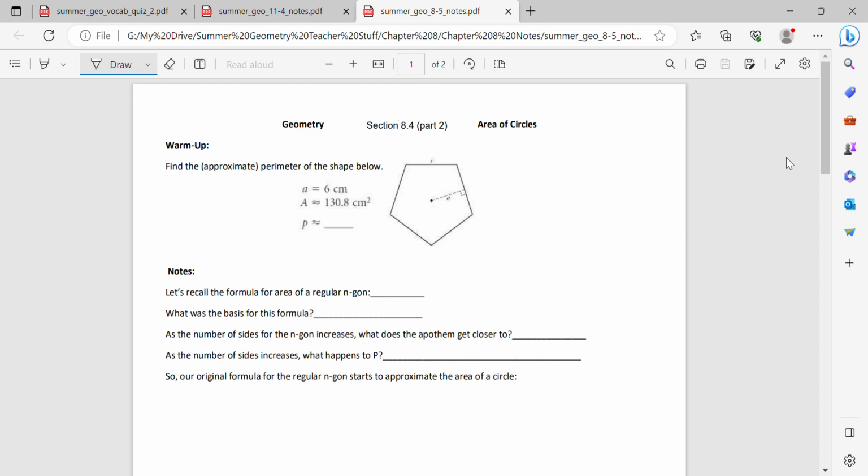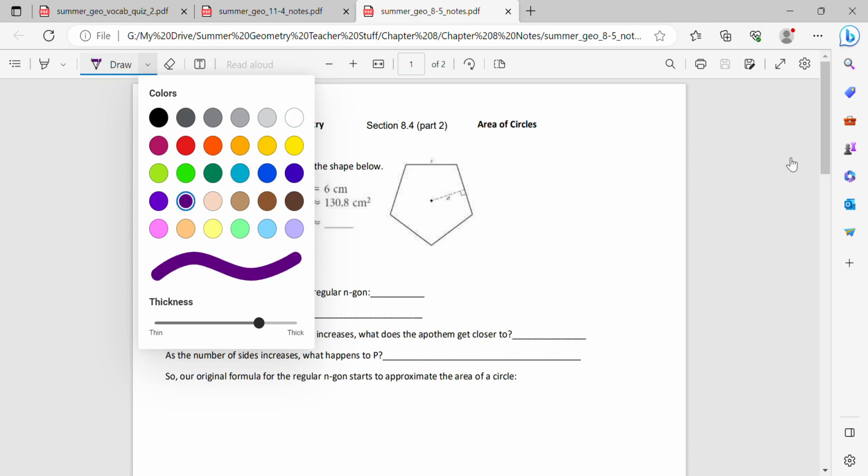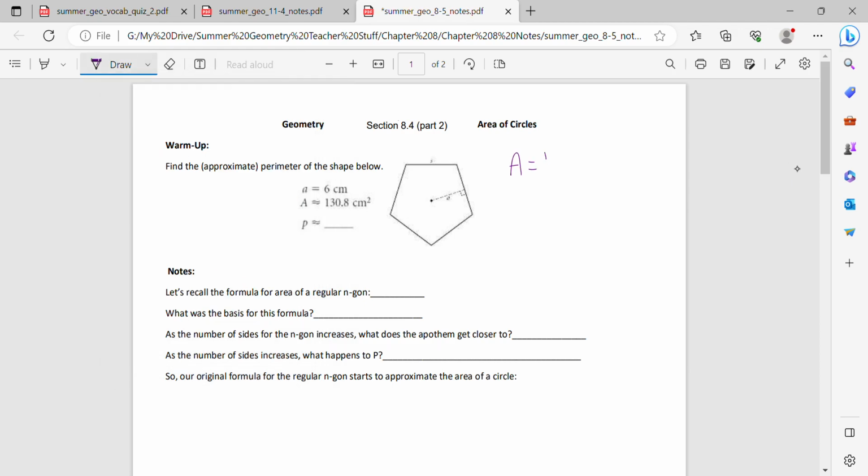Let's find the approximate perimeter of the shape. So we have a regular pentagon. We know that we have two formulas to use for area. One of them is 1/2 ASN, and one of them is 1/2 AP. And that's the one that we're going to pick because we are looking for the perimeter. So in this case, we know the apothem is 6 centimeters and we know the approximate area. So we're going to go ahead and substitute the area in. 1/2, the apothem is 6, and the perimeter.